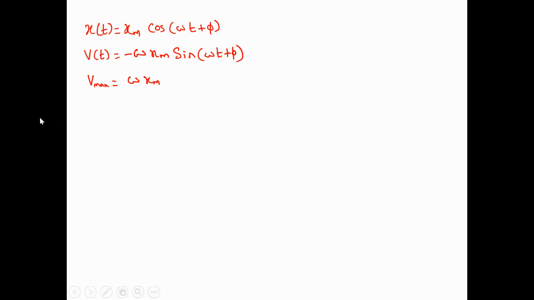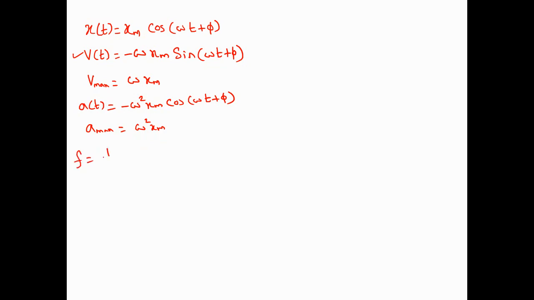And then the acceleration equation. What is our acceleration equation? If you differentiate this equation one more time, you will get the acceleration, which is equal to minus omega square xm cosine of omega t plus angle phi. So what is the maximum acceleration? The maximum acceleration is equal to omega square xm. We studied this equation.